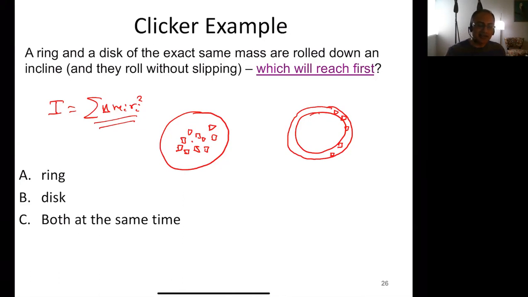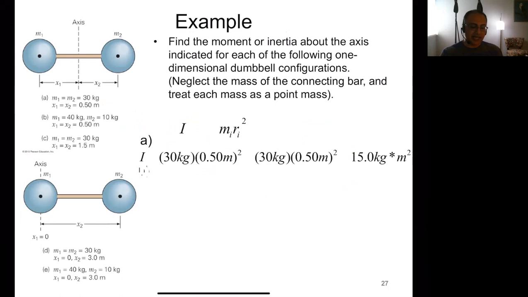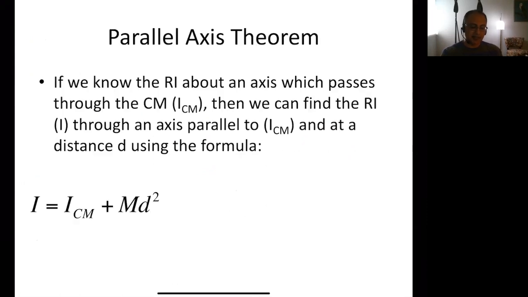So a shorter way of seeing that is that the ring has more mass distributed away from the axis of rotation. So it has a larger rotational inertia, and this has a smaller rotational inertia. And so it's easier for gravity to spin up the disk than it is to spin up the ring. That clear to all of you? All right. So I have some example problems over here.